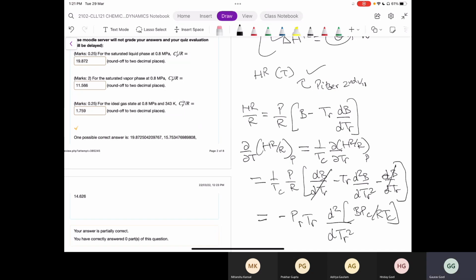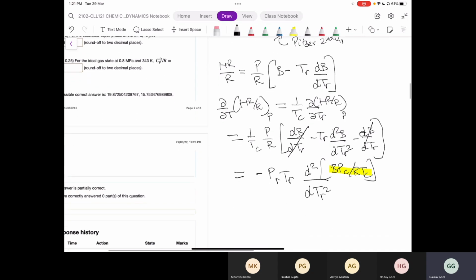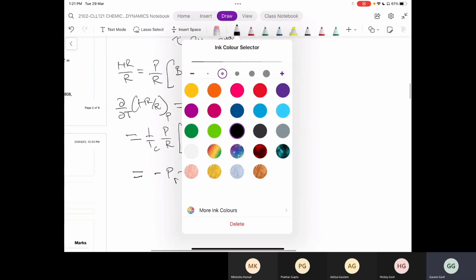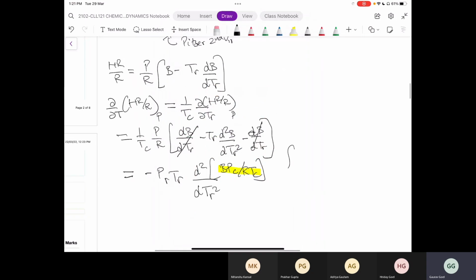Because again, the reason I'm using this form is because Pitzer second virial correlations are giving you the value of BPC by RTC, which they represent by B tilde. So therefore I'm using this form. The way those Pitzer second virial correlations are written, this is the form where B hat represents BPC by RTC. So we just do that juggling so that I have this form.